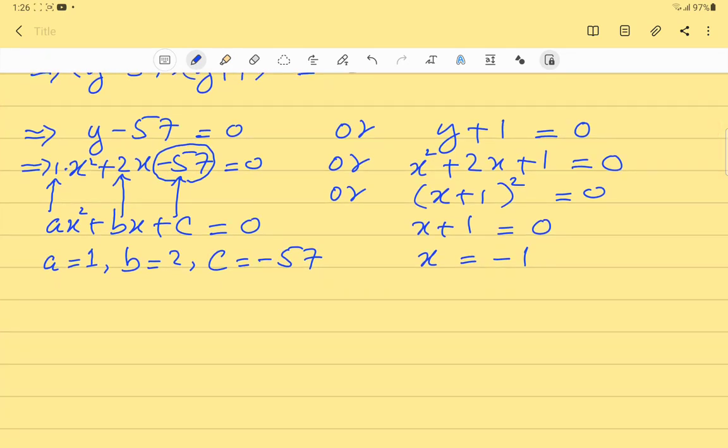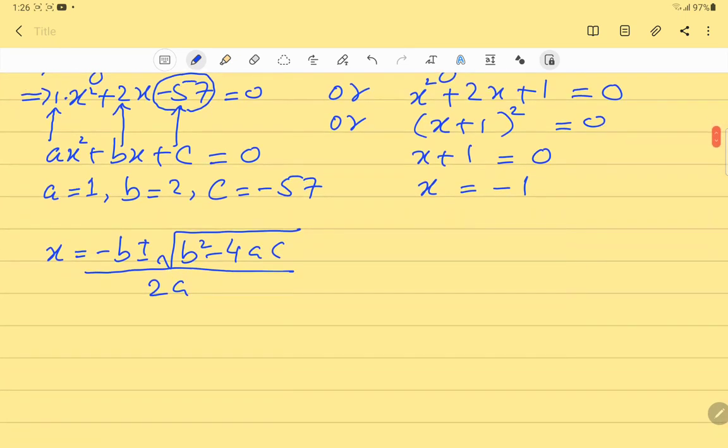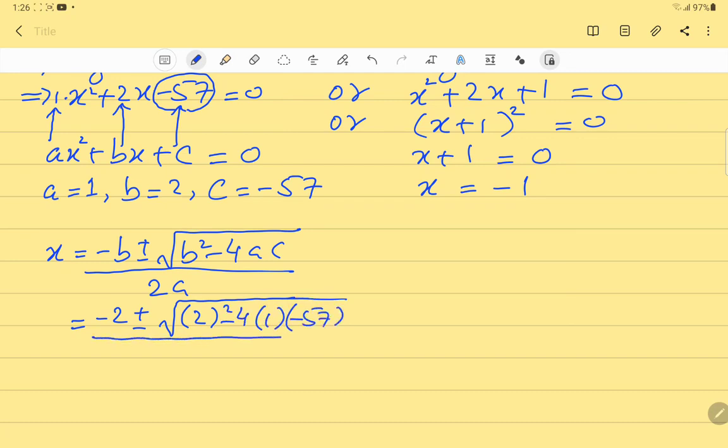Let's solve this quadratic equation now. We will write the quadratic formula as x is equal to minus b plus minus square root of b squared minus 4ac over 2a. Let's place the values of a, b and c. So it is minus 2 plus minus square root of 2 squared minus 4 into 1 into minus 57 over 2 into 1.